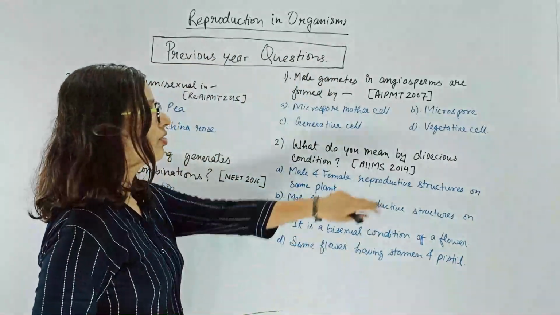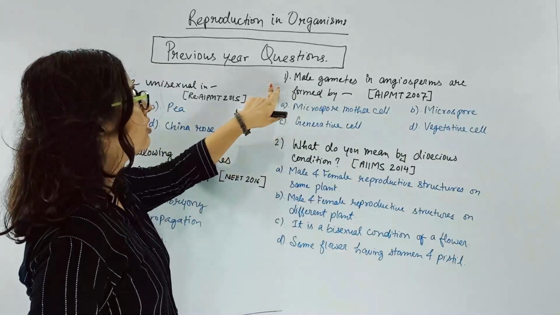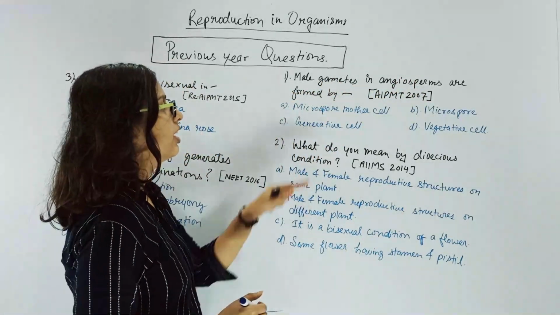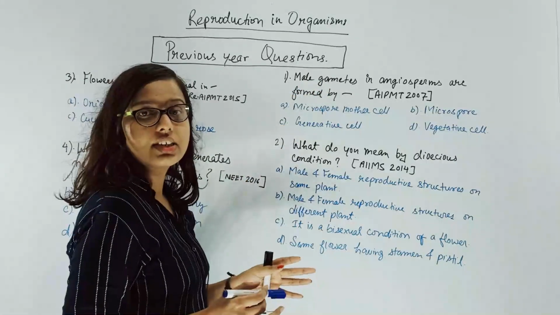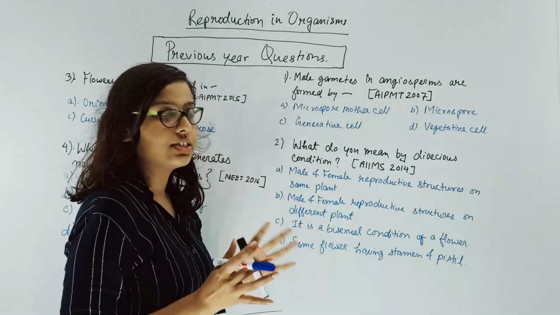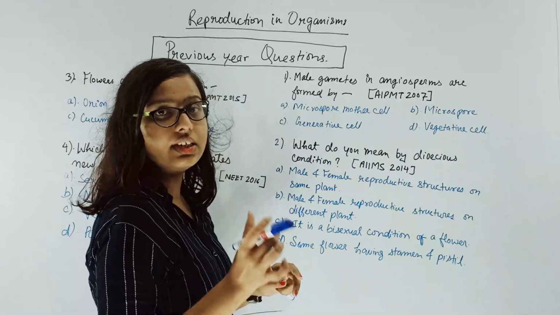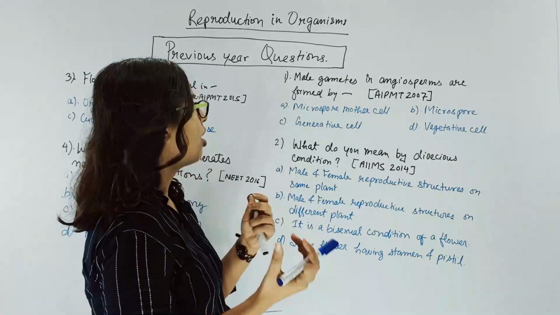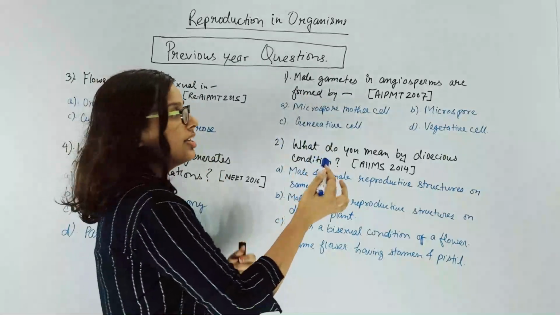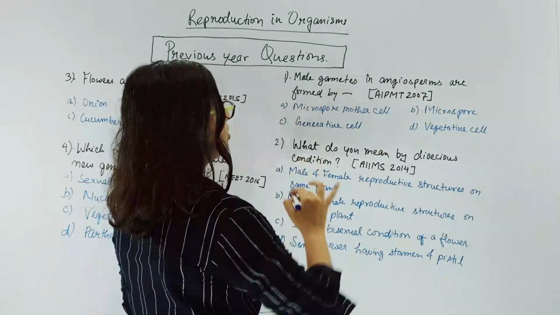So the first question is from AIPMT 2007. Let us read out the question. Male gametes in angiosperms are formed by. In the previous lecture, I have discussed the formation of gametes under the headline of gametogenesis. How are the gametes formed? There I told you that there can be two types of cell division, either meiosis or mitosis, for the formation of the gametes. So here a particular case is asked. This case is in the angiosperms. So how are the male gametes formed in angiosperms?